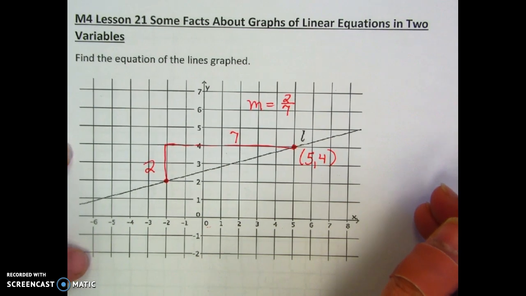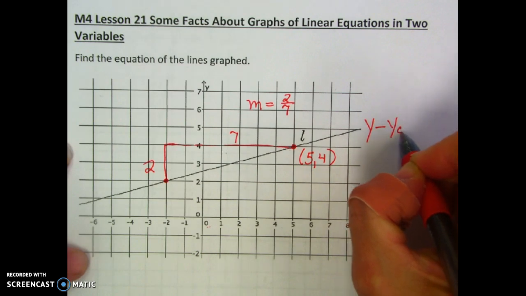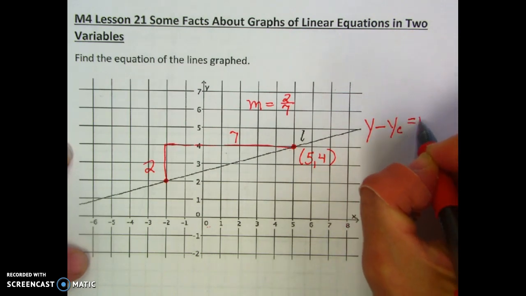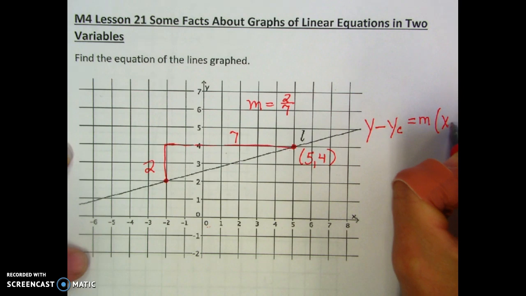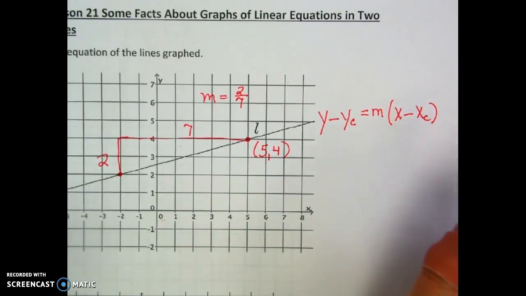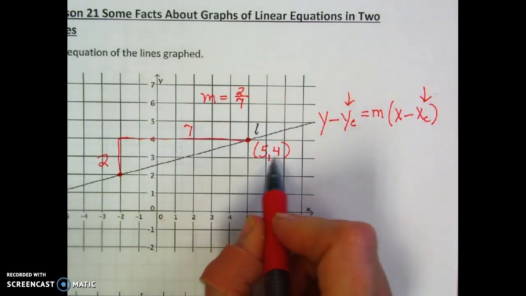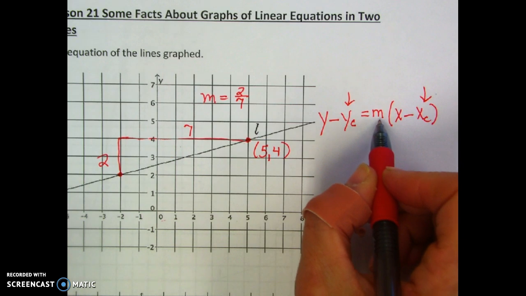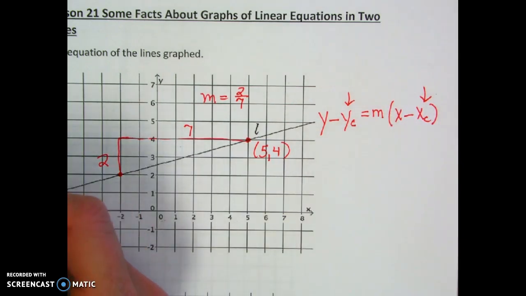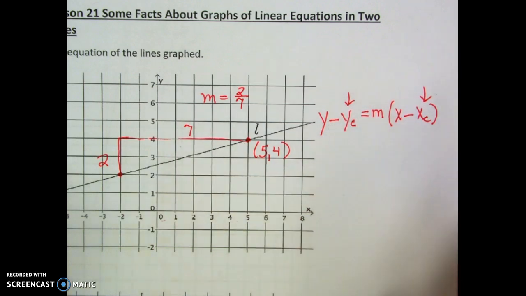And I'm going to use the equation y minus the y coordinate equals slope times x minus the x coordinate. What I'm going to do is substitute in my x, y coordinate and my slope, and then solve for y. There is another method you could use, but I found that this seems to be easier for students to remember and to get through the steps.